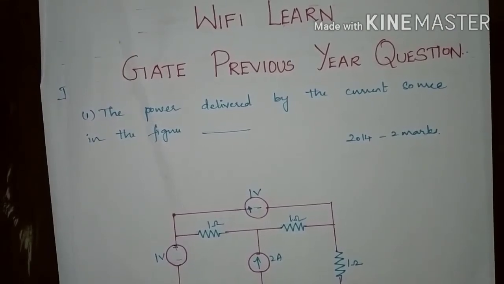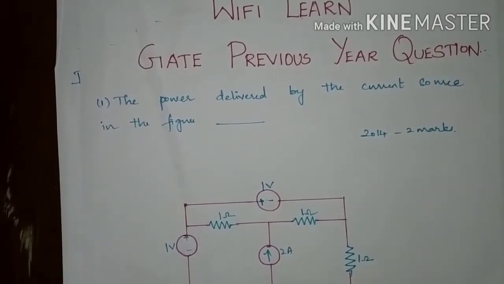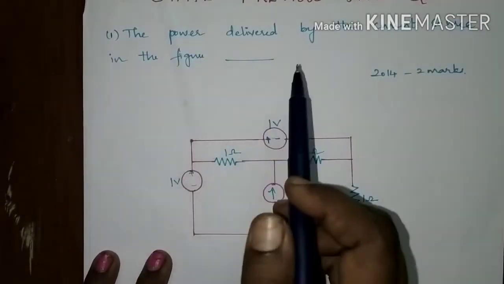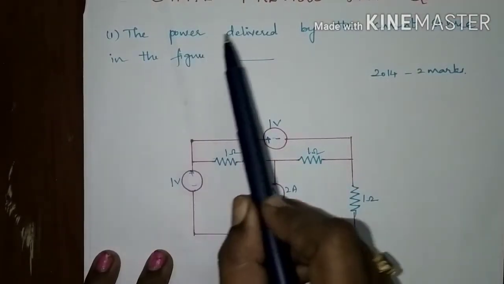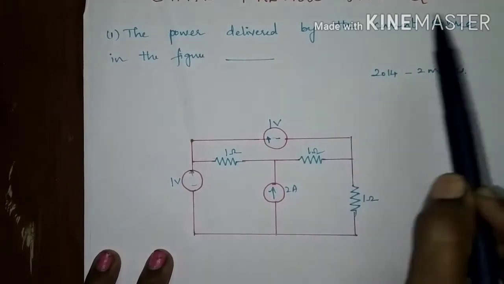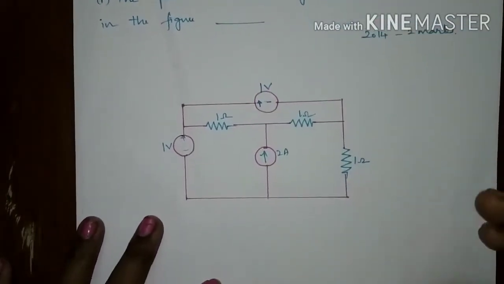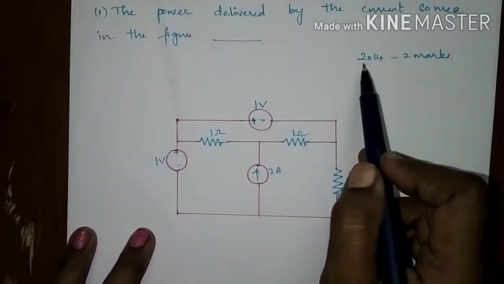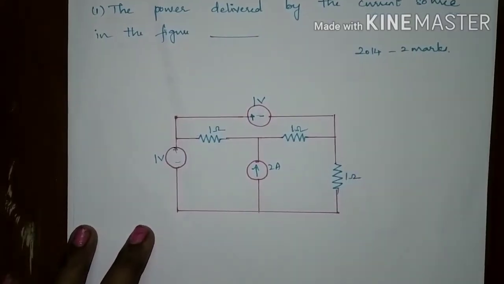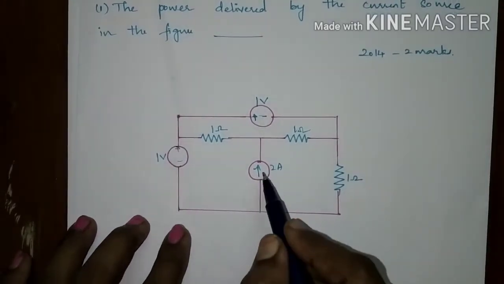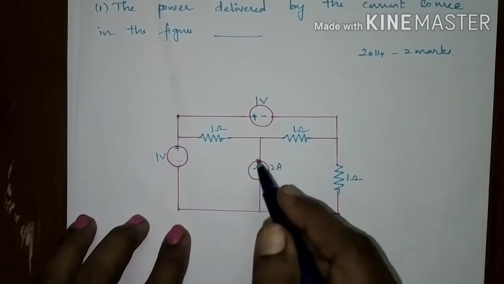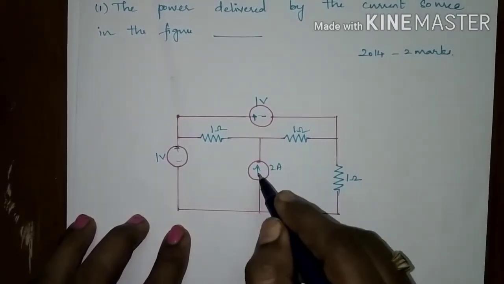In this video, we can see some GATE previous year questions. The first question: the power delivered by the current source in the figure. This question has been asked in GATE 2014 of 2 marks. They have asked the power delivered by this 2 ampere source. Here, this is 2 ampere.